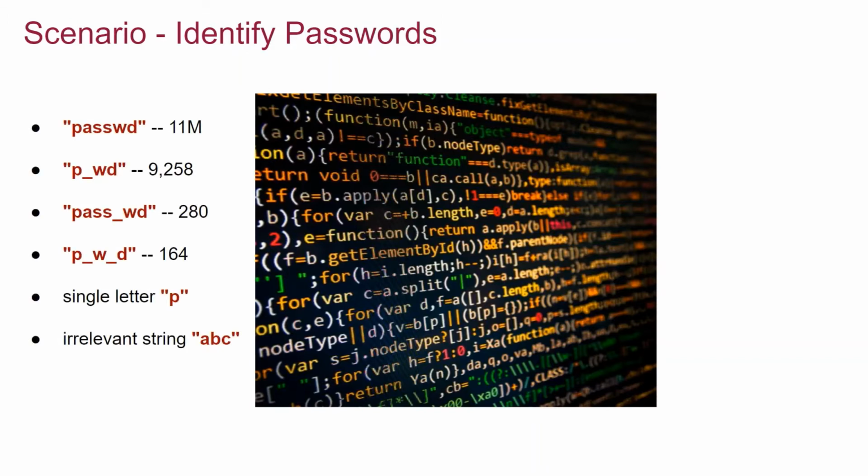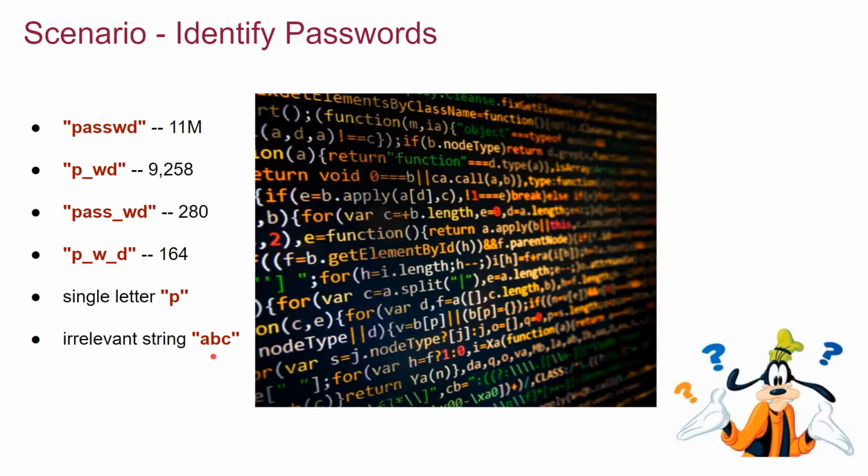But it doesn't work. We did an investigation on GitHub and found that the names are very different. For example, the name PASSWD has 11 million cases, and PWD has about 9,000 cases. Some variables have a single letter name, P, and some variable names are irrelevant strings, such as ABC. So as the programmer, I don't know how to identify the variables that store the user password.